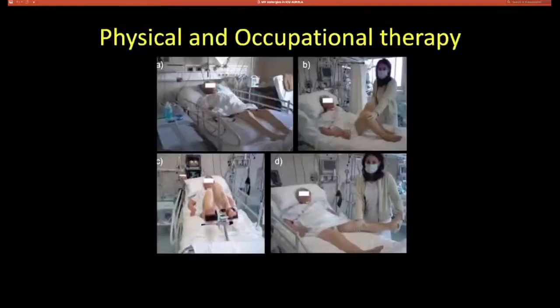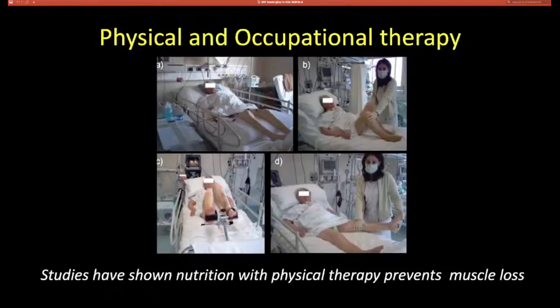So physical and occupational therapy is something which is very, very neglected in the ICUs. We have started making patients sit with ventilators. We are trying to make them walk with the ventilators now. So don't think that physical therapy is only for patients who are off the ventilator. Studies have shown that nutrition with physical therapy prevents muscle loss. See, the size of the muscle decreases if there is no physical therapy, even if you give adequate nutrition. That's what the statement means. So physical therapy and nutrition should go hand in hand.